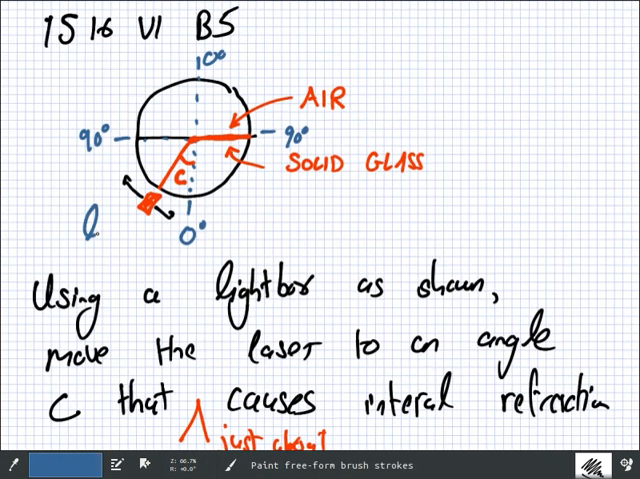So, in your diagram, this is a laser. This is for measuring angles. And I'll call this just a light box. I can't remember the exact name. And it's made of just some air and some glass then.